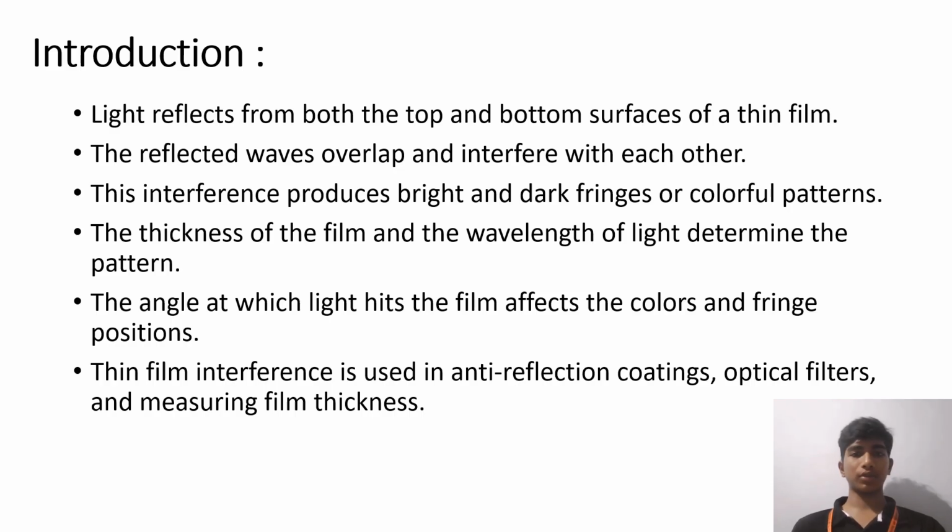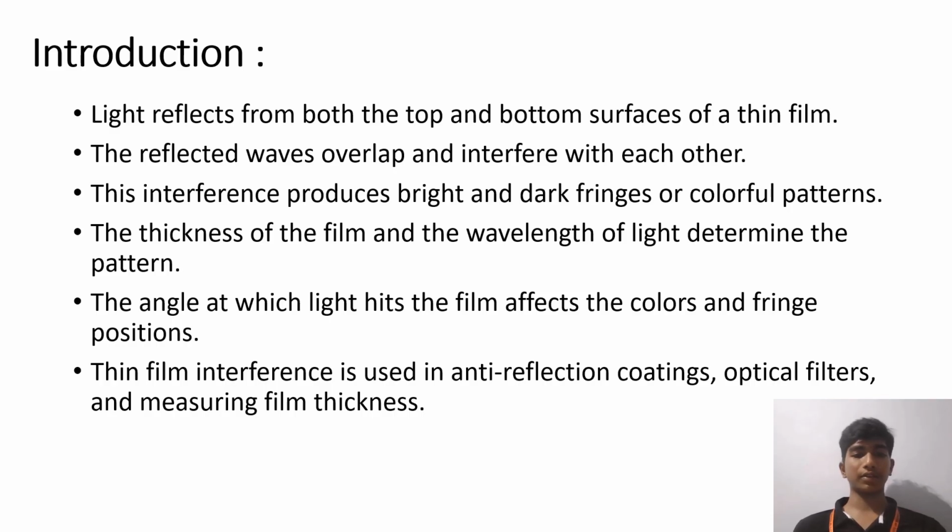Light reflects from both the top and bottom surfaces of a thin film. The reflected waves overlap and interfere with each other. This interference produces bright and dark fringes or colorful patterns. The thickness of the film and the wavelength of light determine the pattern. The angle at which light hits the film affects the colors and fringe positions.